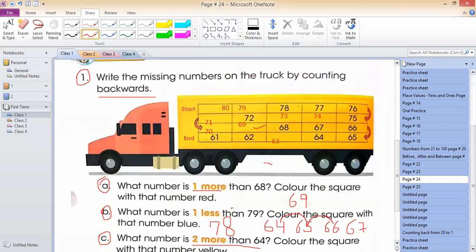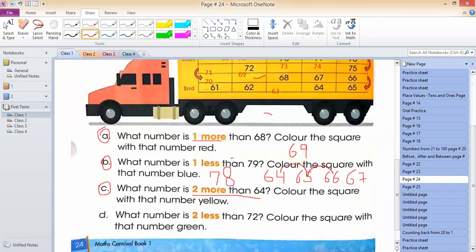Or you can count from here, guys, in the number track. This is the track. From here, you can also look. This is 64. Count 2 after 64. So 1 and 2. So the answer is 66. You count in this track where you write the counting numbers. So this is 65 and 66. So the number which is 2 more than 64 is 66. Do you understand, guys?